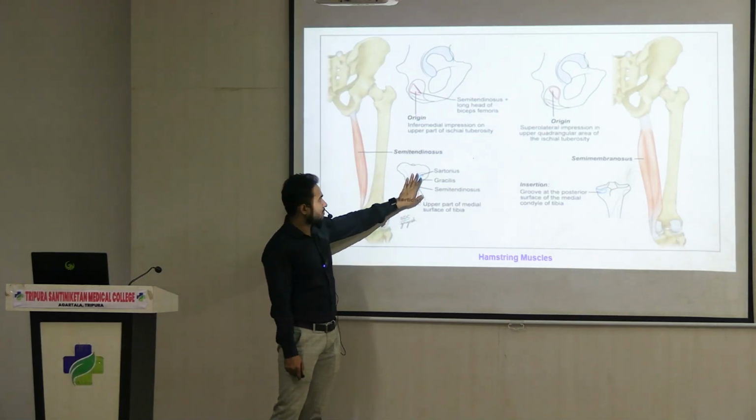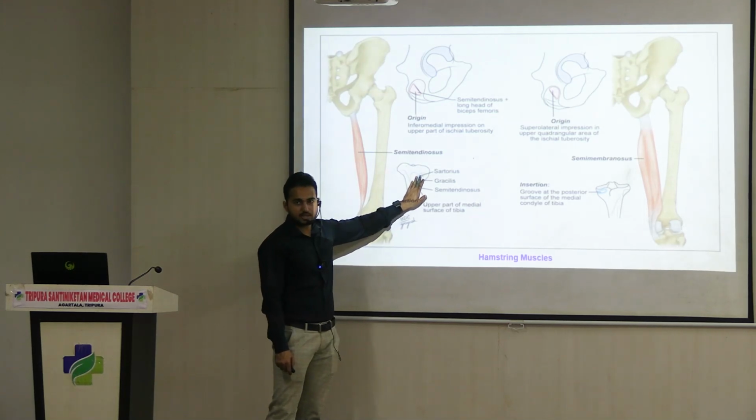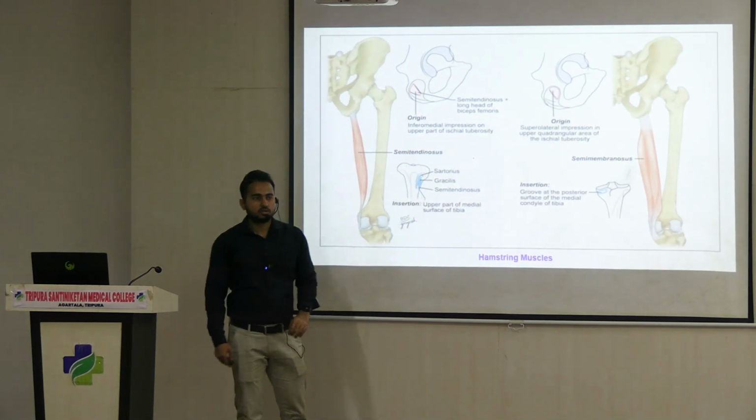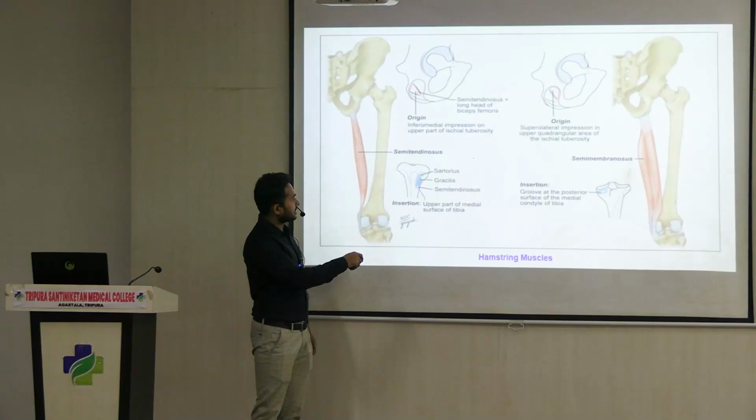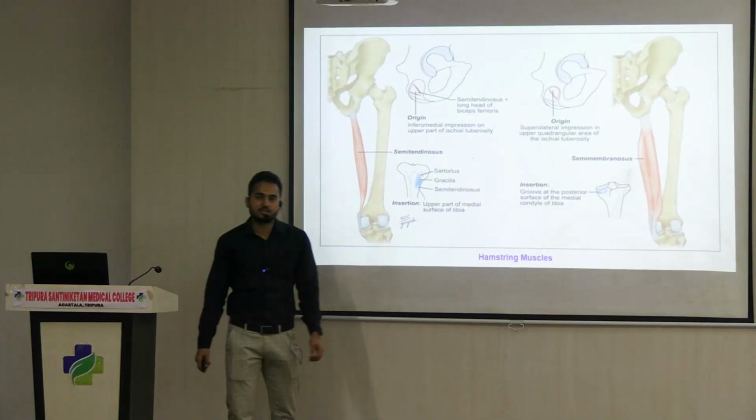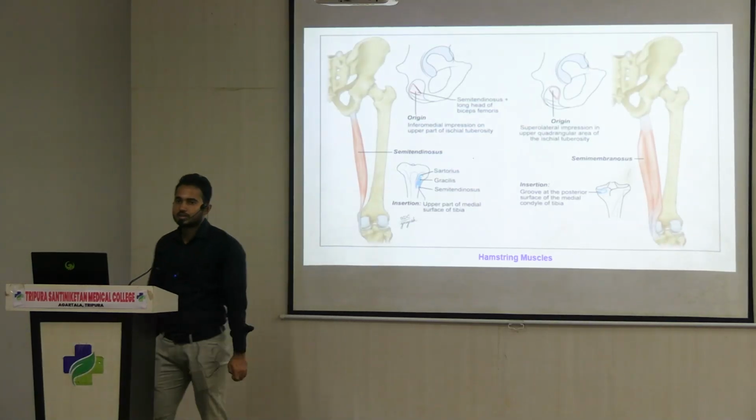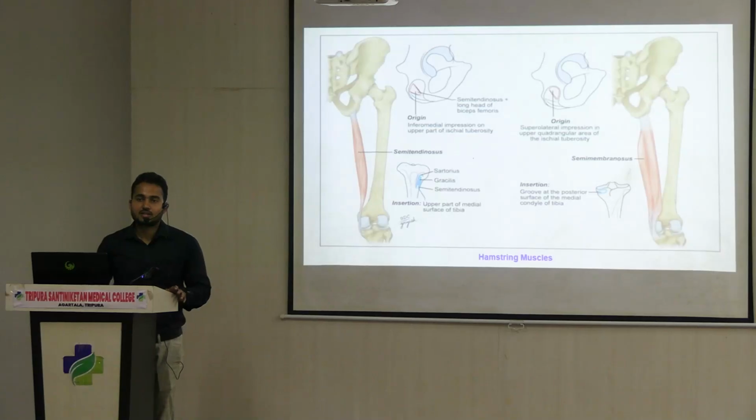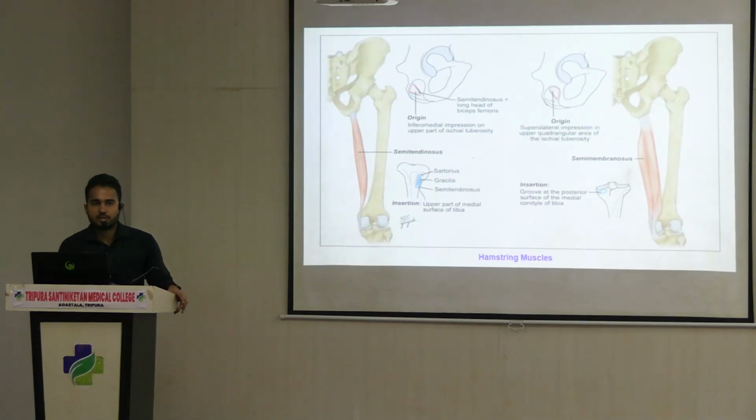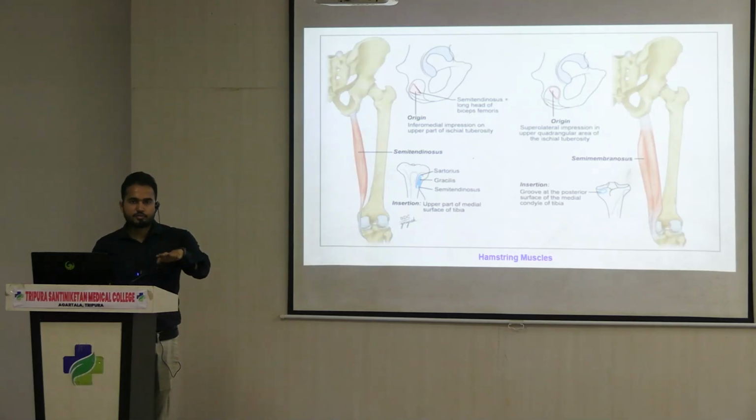Now here one bursa is present. Can you name the bursa? Here these three muscles attach together on the upper part of the medial surface of the tibia, one bursa is present, and that is called the Anserinus bursa, or Pes Anserinus. Foot of bird, it resembles the foot of a bird.